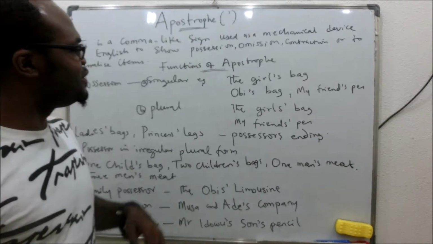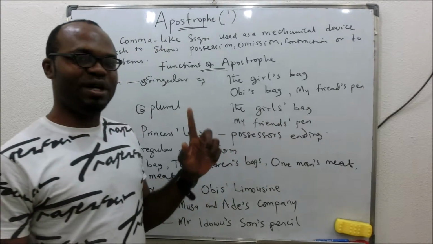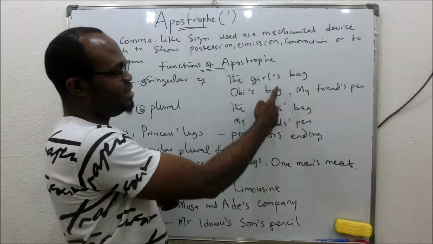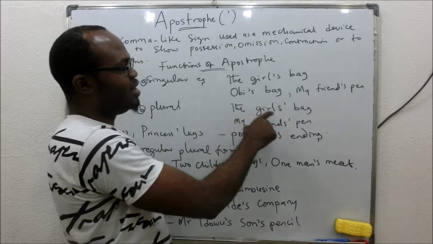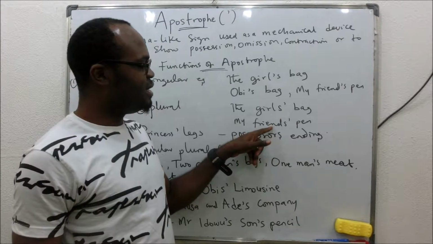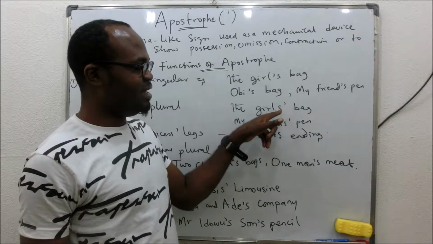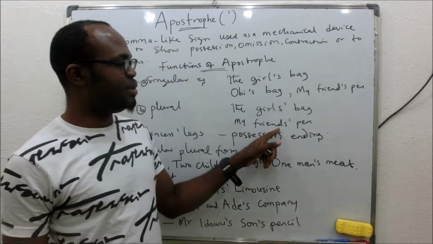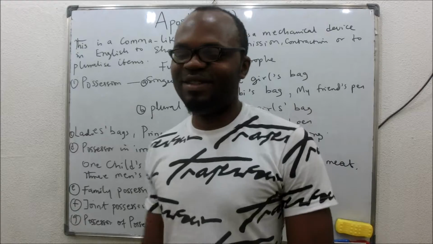Now, what if you want to show the plural form of position? How do you do that? Like the girls' bag, like you have more than one girl. Now, the apostrophe has to come after the S, unlike in these cases where it came before the S. The girls' bag, my friends' pen. Since I'm having more than one friend, it has to be after the S. Since we are having more than one girl, it has to be after the S. So take note of these two cases. This is for singular position, this is for plural positions. Very important. Those are the areas that you're going to be tested in your JAMB and in WAEC.